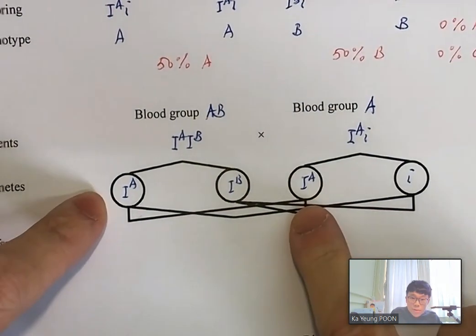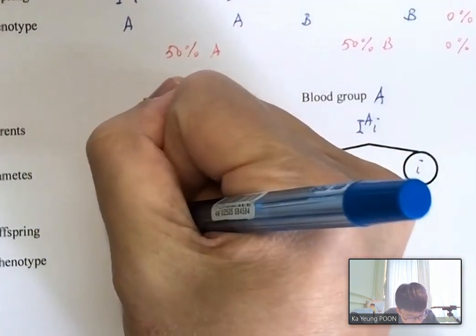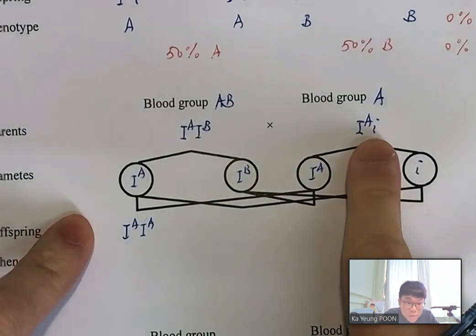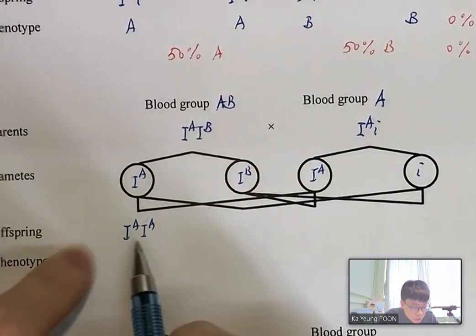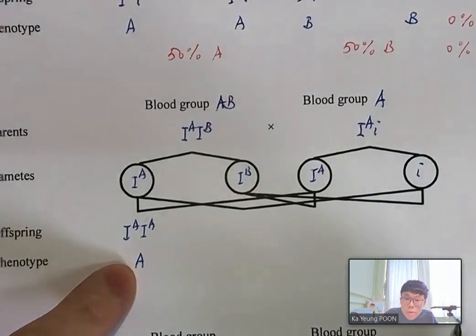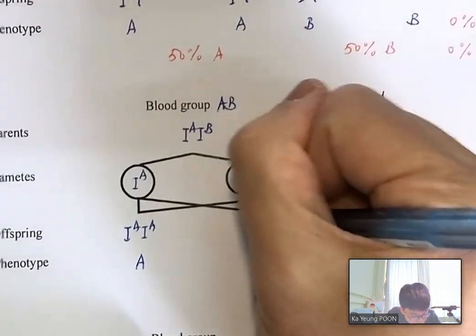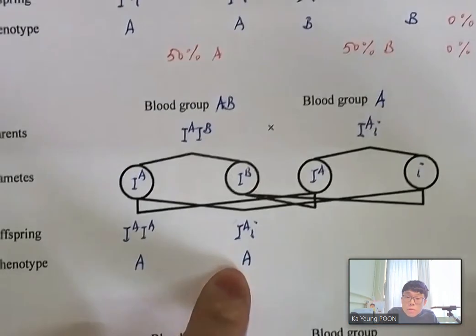Now look at here. A and A over here, then it will be homozygous. A heterozygous parent can actually give birth to a homozygous offspring. It is possible. So big IA and big IA, the phenotype would be blood group A. And big IA and small i, now this one is heterozygous A.